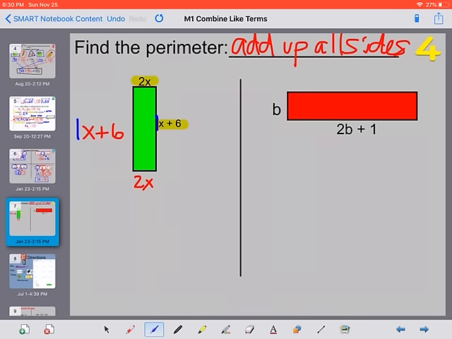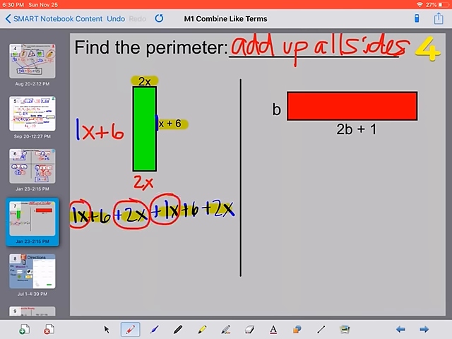Some of you can combine them right from the picture. Some of you might want to write out 1x plus 6, and then plus the next side 2x, plus the next side 1x plus 6, and then plus 2x. So we really have our 1, 2, 3, 4 sides of our shape. So we're just going to combine our like terms. 1x, 2x, 1x, 2x, and we're going to combine all those together. 1 plus 2 is 3, plus 1 more is 4, plus 2 more is 6. Some of you maybe would have just combined from here to get 6x.